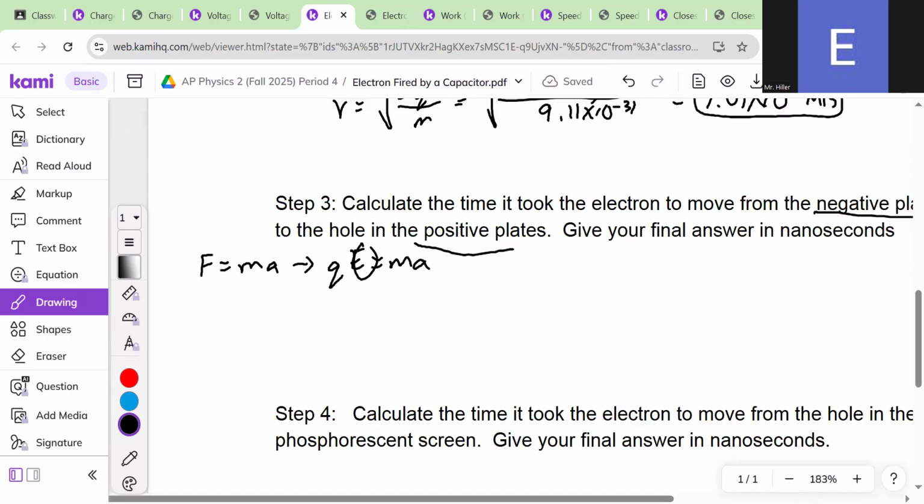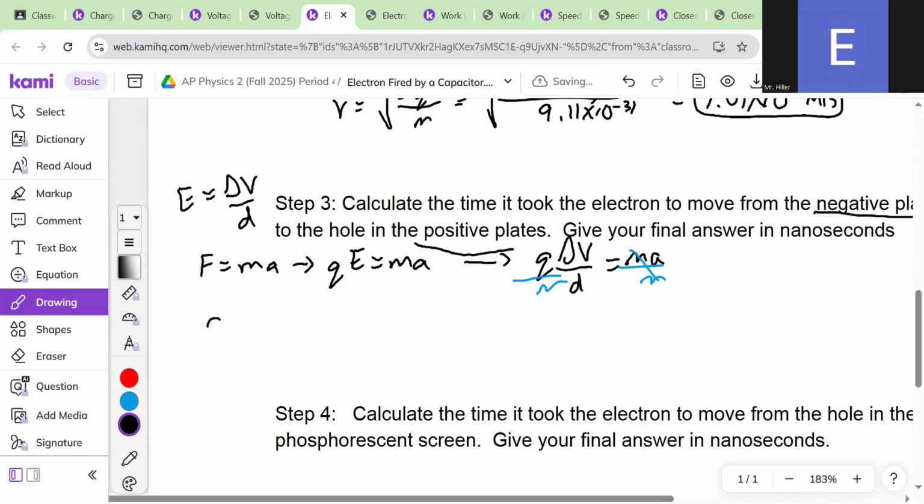But remember, what is the electric field in this situation? The electric field is the potential difference divided by the distance between the plates. So this now becomes Q delta V over D equals MA. I'm going to divide both sides by mass to get A by itself. So A is going to be Q delta V over MD.